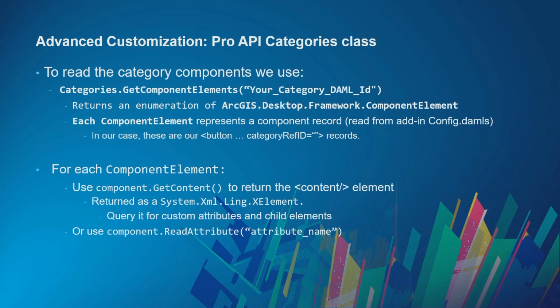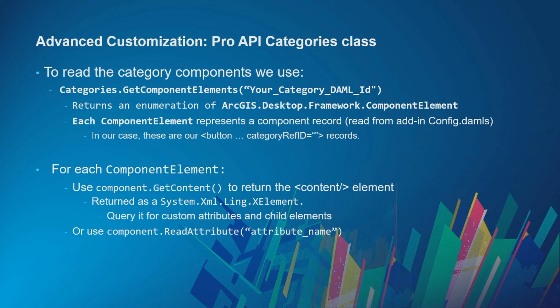So first, here are some of the Pro API methods that can be used while you work with categories. First, here is the get component elements method available in the categories class. You pass in the string, which is your category ID, and this returns an enumeration of component elements. And in this case, our component elements will be a button or a tool element. And then you use the get content method on each of the components, and this returns the content element that we defined in the config.daml.